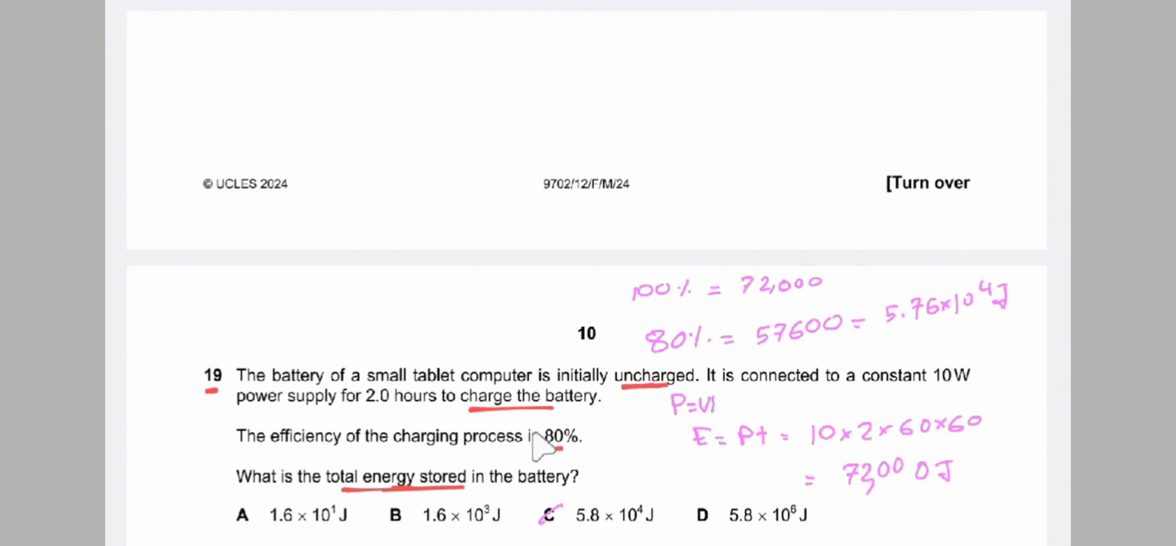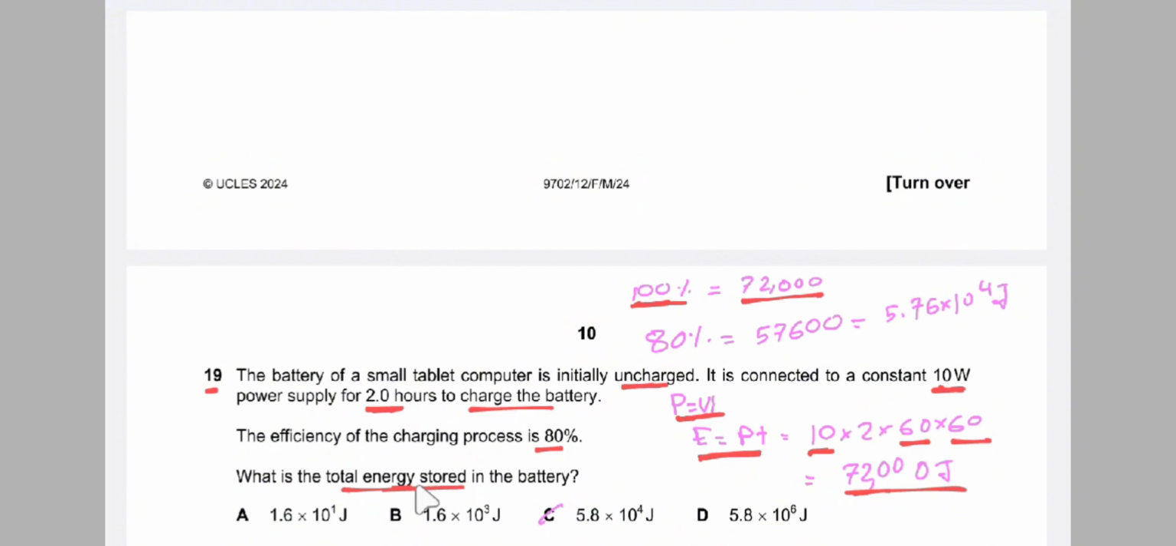To find the energy, we know that power is equal to voltage times current, and energy is equal to power times time. We are given the power, that is 10 watt, and we must convert the time to seconds. This is 2 hours times 60 minutes times 60 seconds. So this is the total energy, and this energy is being provided, therefore it is the initial energy.